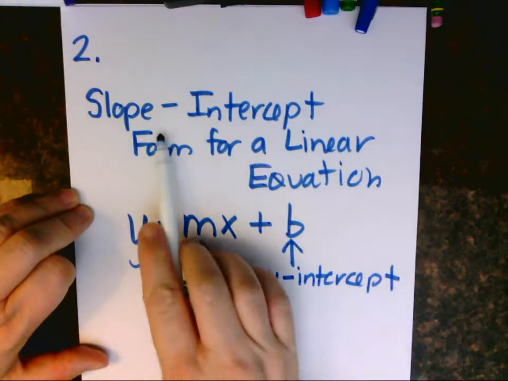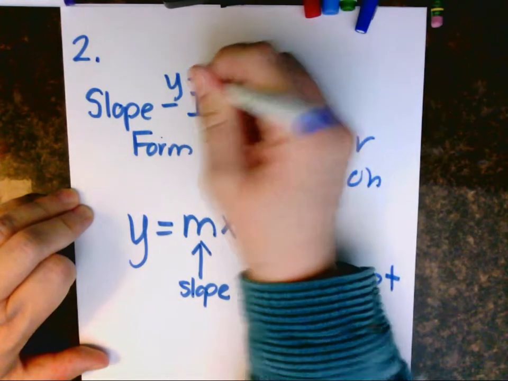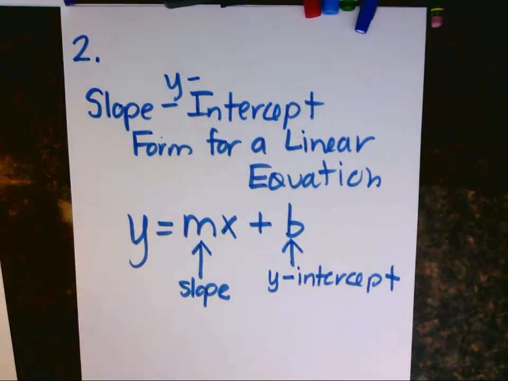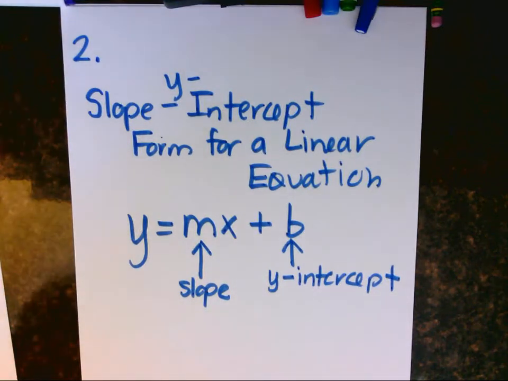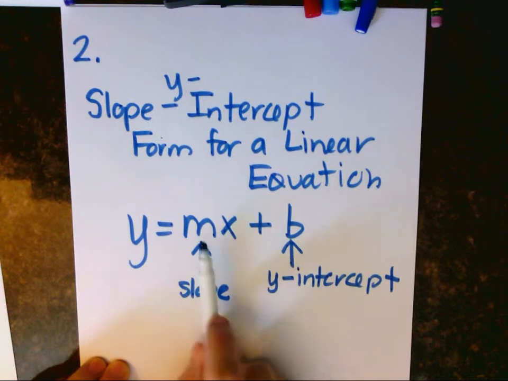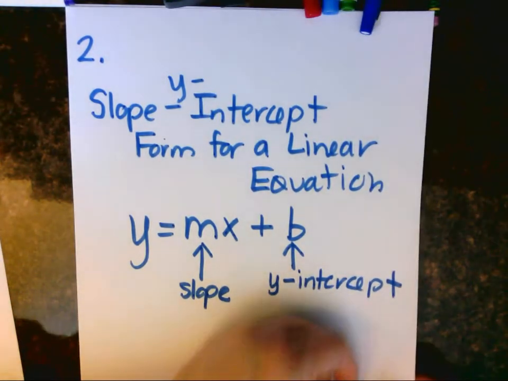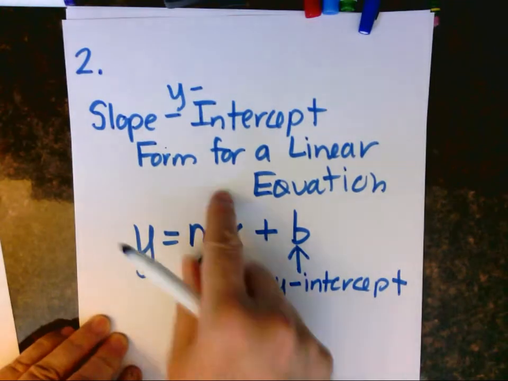So this could be called the slope y-intercept form for an equation because those are the two things that you are given. Now, in these problems, we're just going to be writing things in this form and identifying the slope and the intercept. So that won't be too hard. There are other forms of the line that we'll be learning in a little bit.